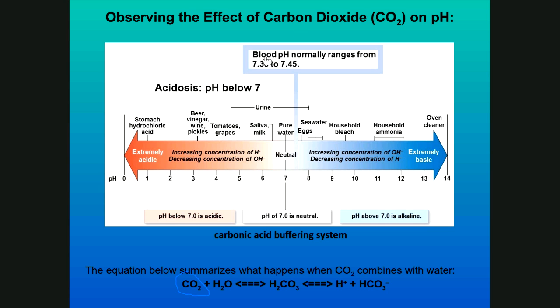Roughly 55% of your blood is made up of plasma, which is a water-based solution. And what will happen is the CO2 will react with the H2O in your blood, creating an acid known as carbonic acid.